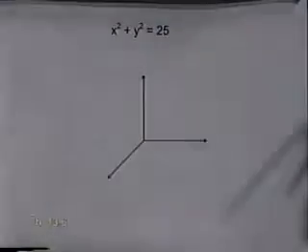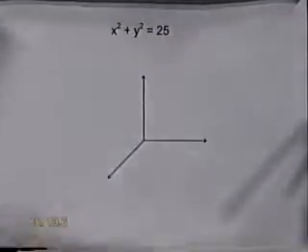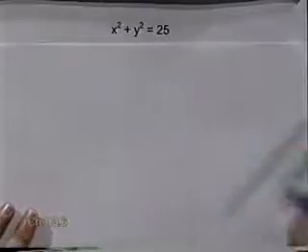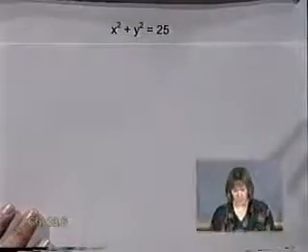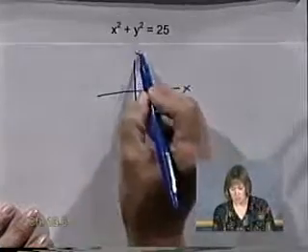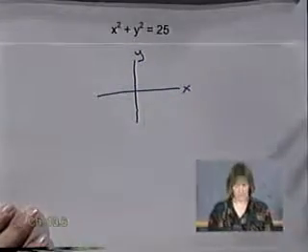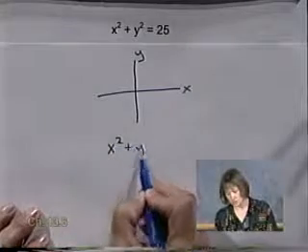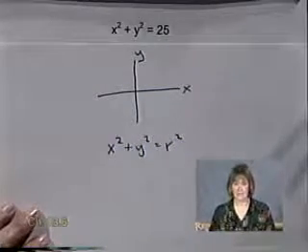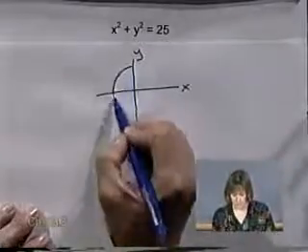Next one I want to look at is x squared plus y squared equals 25. Now before we do that one, back in your old Algebra 2 days, what does the graph of x squared plus y squared equals 25 look like in 2D? If I just draw it in the xy plane, it's a what? It's a circle, yeah. x squared plus y squared equals r squared is a circle, right? Circle of radius 5.